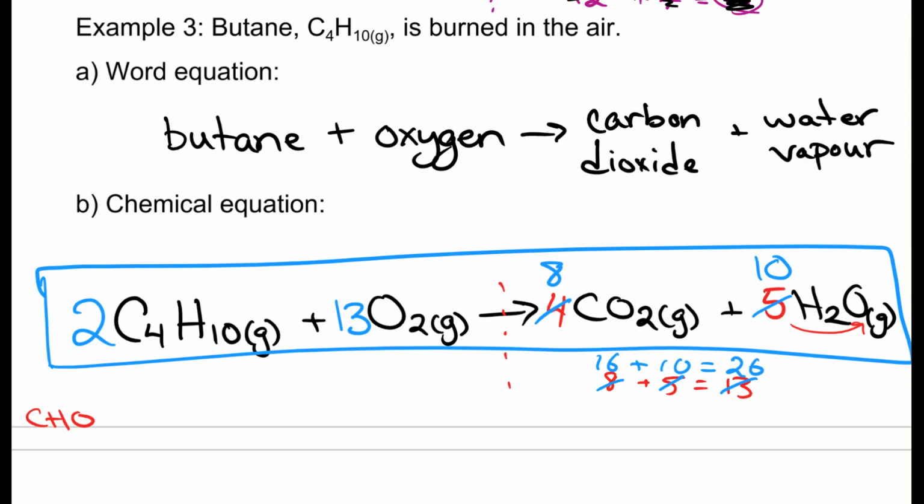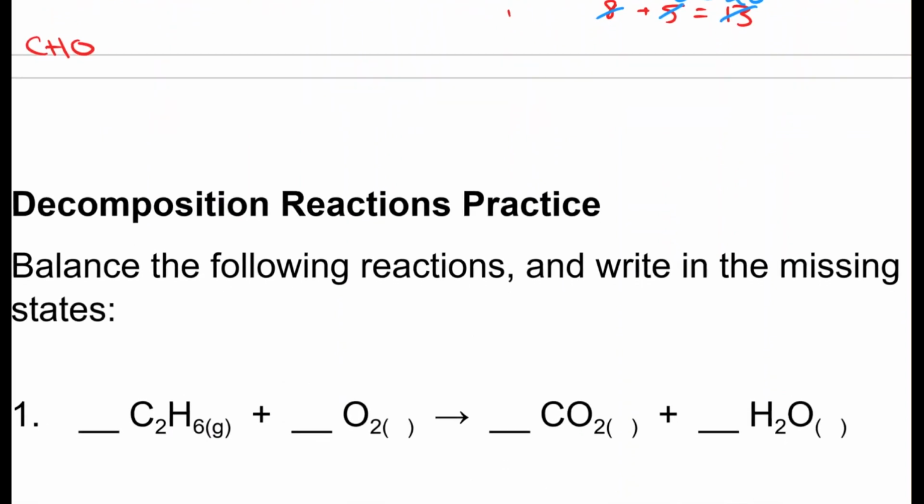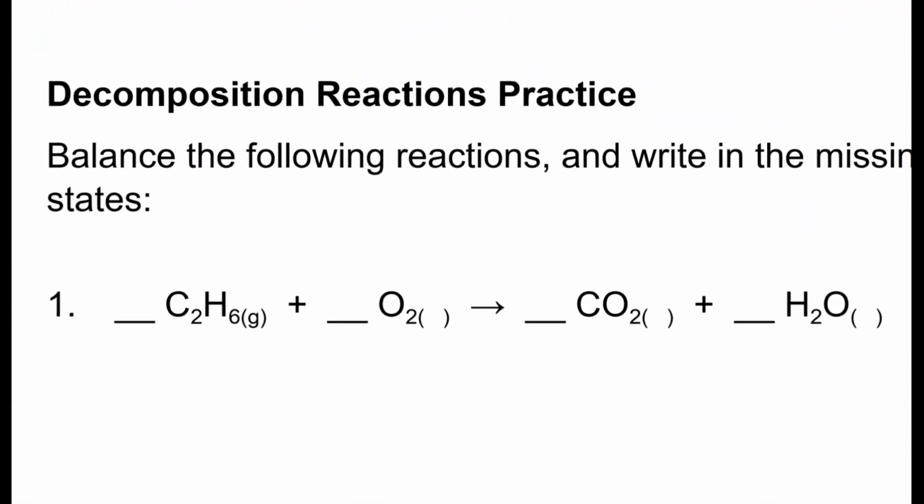So what I want you to do, this is pretty straightforward, or hopefully it's pretty straightforward, every single chemical reaction. Don't tell your parents that I did this. We're not doing decomposition. We're doing combustion reactions. Parents, if you're listening, I'm sorry.